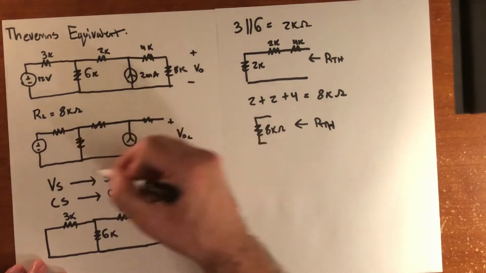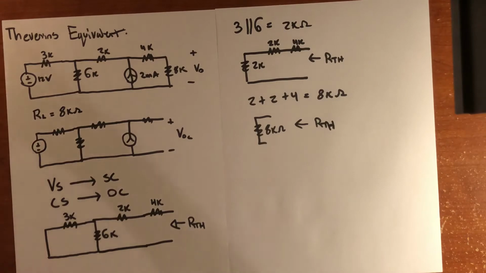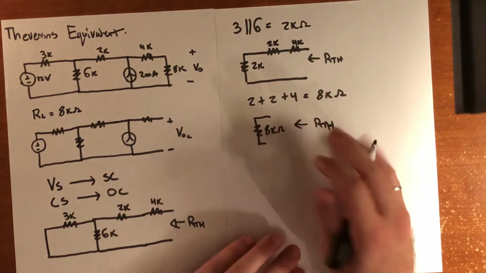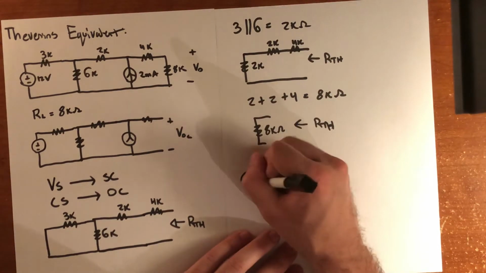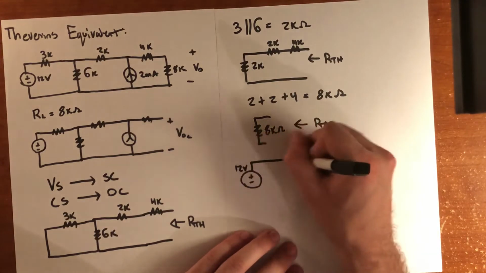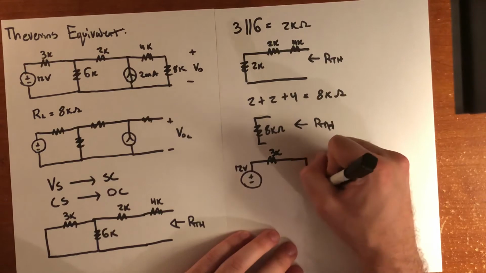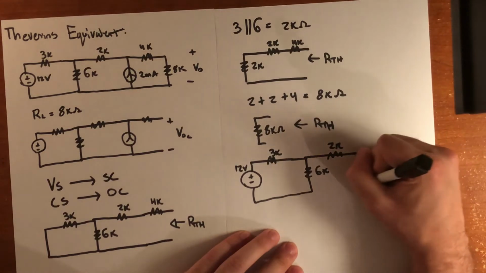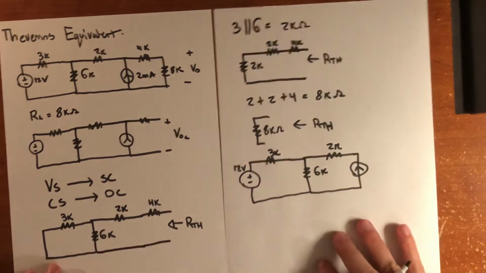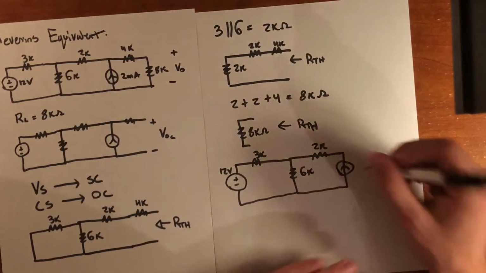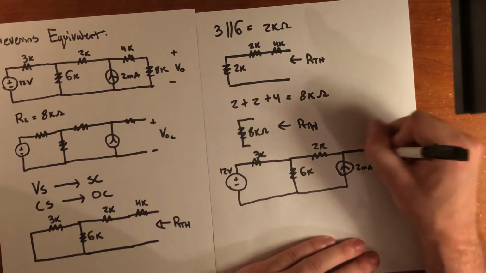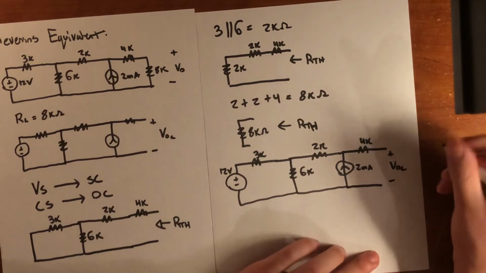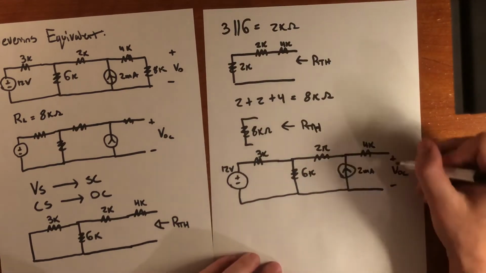Let's look at this circuit here. Let's redraw that and label the nodes. And let's find the open voltage across this open circuit right here. So let's go ahead and draw that. If we were to do that, we have a 12 volt voltage supply, the 3K resistor, 6K resistor, 2K resistor, the current source, that is 2 milliamps. We have the 4K resistor. And remember, we have the open voltage source there. So we want to find the open voltage.